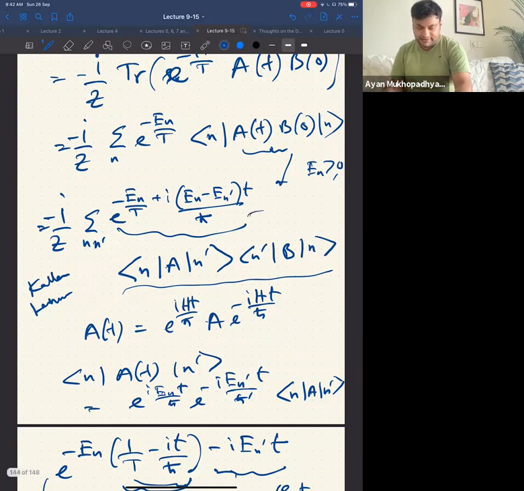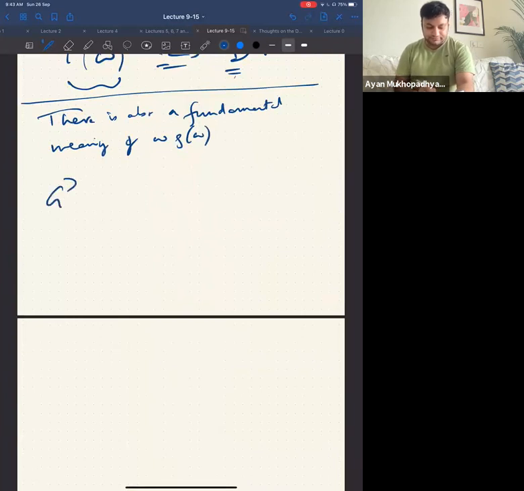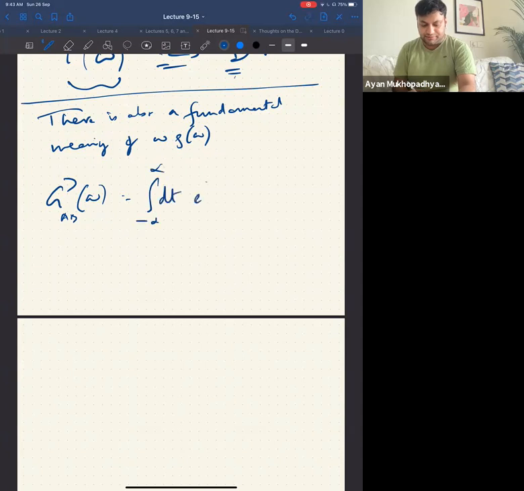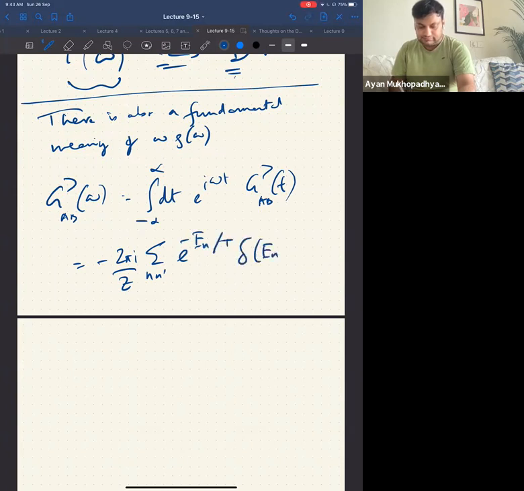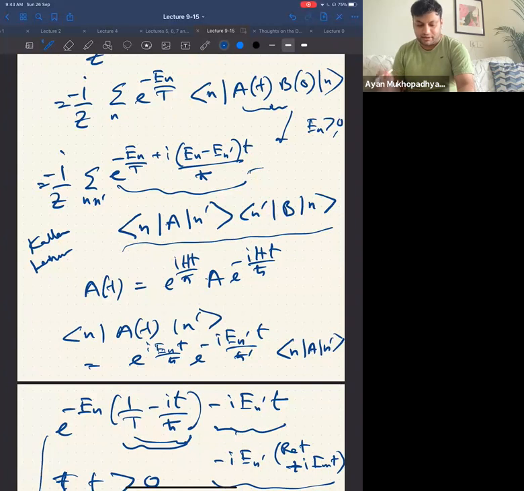And now if I do a Fourier transform of this, it's very easy to see what I get, right? G greater omega, let's say AB, would be equal to the integral from minus infinity to infinity dt e to the power i omega t G greater ABt. And the answer is simply, I think, minus 2 pi i by Z, because the only dependence comes from the e to the power i En minus this thing, times delta of En prime minus En plus h bar omega. Okay, that's what we get, right? Because here we had e to the power i En minus En prime by h bar t.